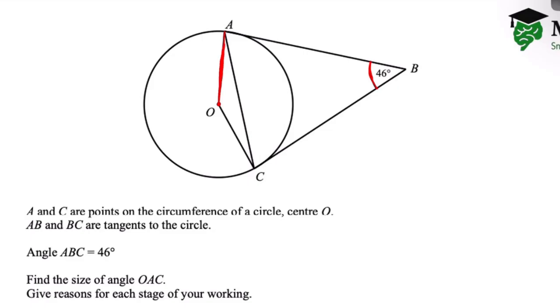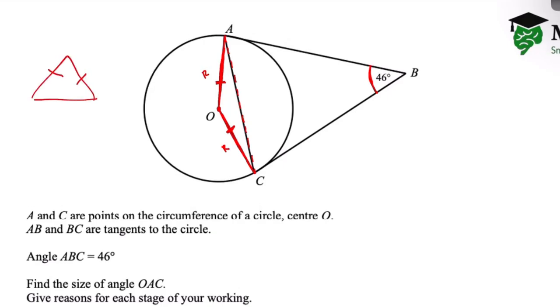This is a radius, and we can see OC is also a radius. From the center all the way to C, that is also a radius. We know that both of them must be the same size, so this side is the same length as this side. Then we've got a line connecting the two radii together, which means that we have a triangle with two sides the same length. This is going to be an isosceles triangle.